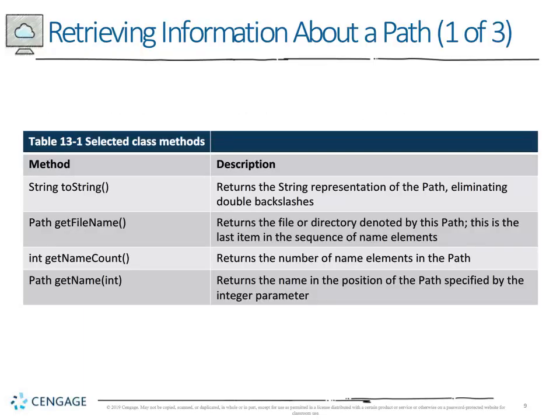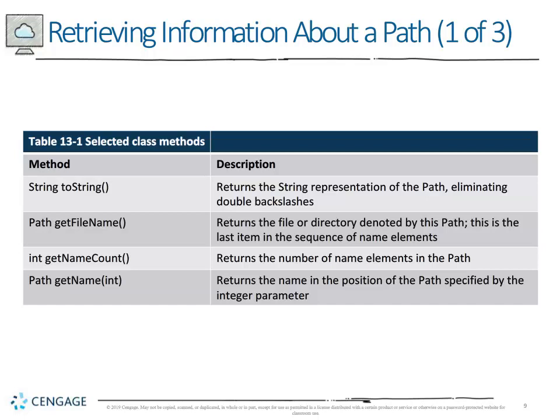This table summarizes several useful Path methods. As you have learned with the other classes, the toString method is overridden from the Object class. It returns a string representation of the path, and the double slashes are omitted.